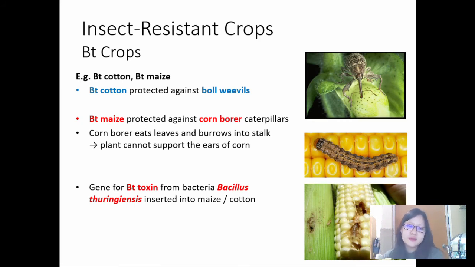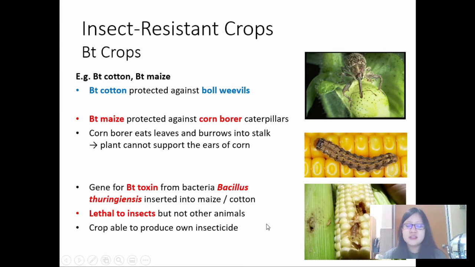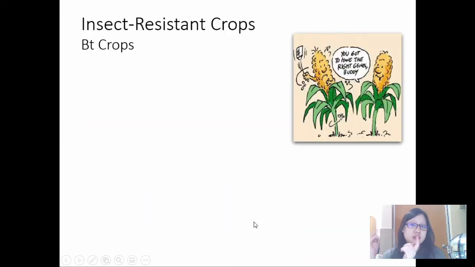So how does this work? As I said, BT did stand for something. BT stands for Bacillus thuringiensis. Okay, remember this name. Basically, this particular bacteria has a toxin called BT toxin, which kills insects. So the gene for BT toxin from this bacteria is then inserted into maize or cotton. And as a result, the insects that eat the corn or eat the cotton would die. But if the insect does not eat the cotton and does not eat the maize, it will not die. So not the other animals, just the animals that eat and destroy our crops. Basically, the crop is now able to produce its own insecticide, which is BT toxin.